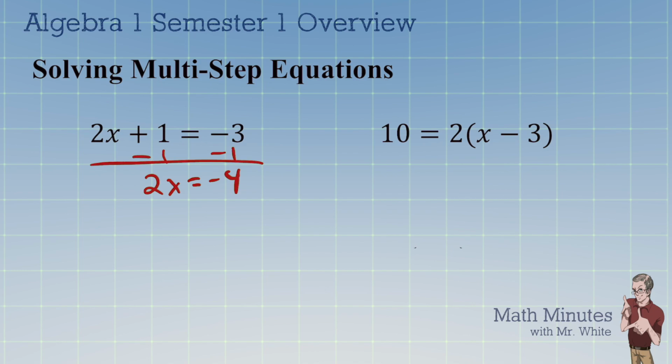Now we're just one step away, right? The 2 is attached by multiplication, so you cannot subtract it off of there. You have to divide it off of there. So divide by 2, x equals -2 is your answer.